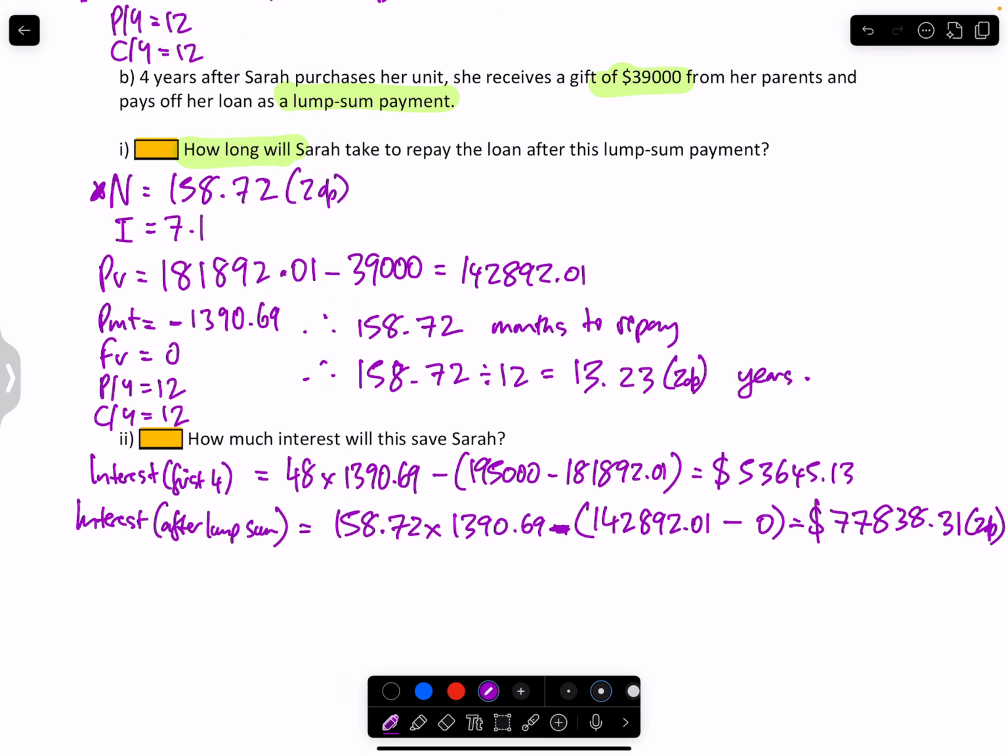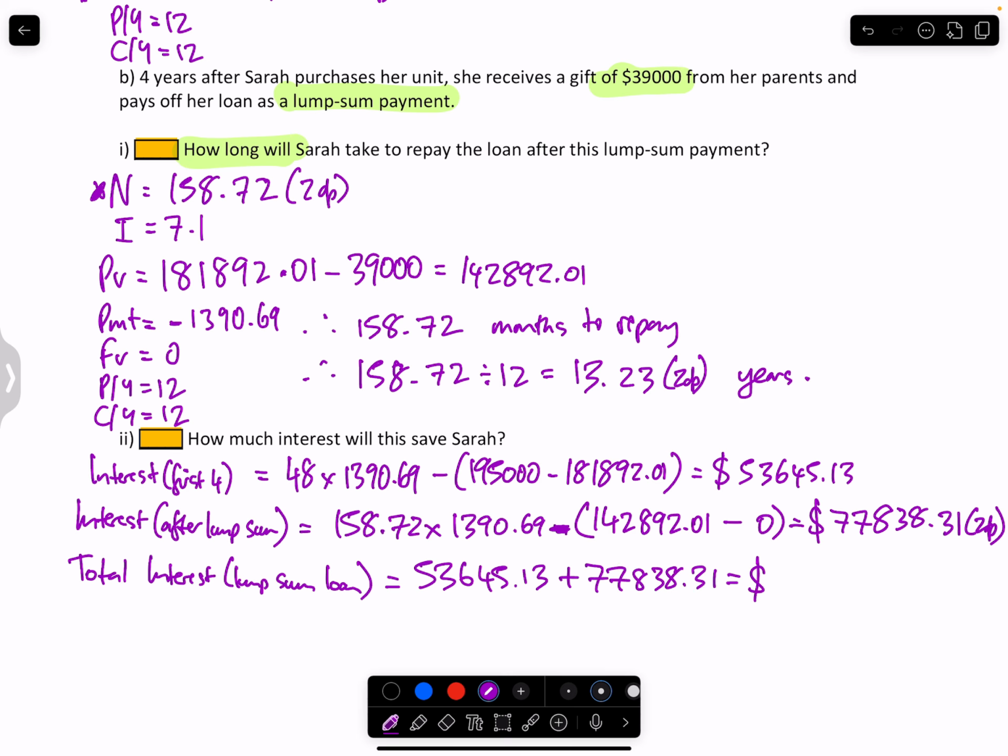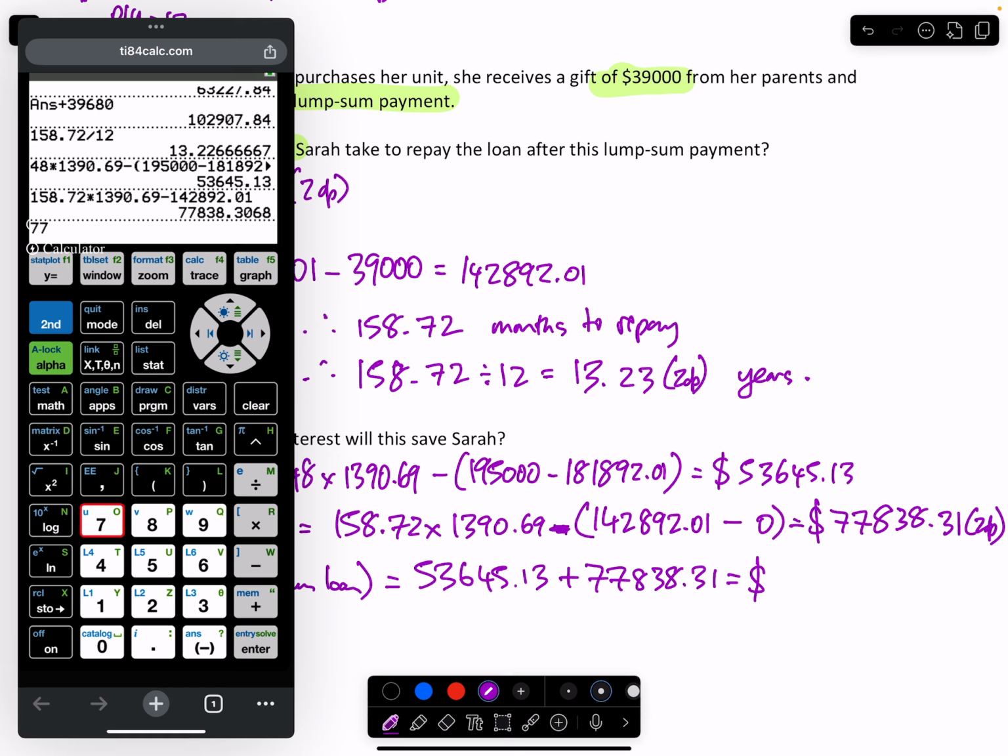so total interest on the lump sum loan is going to be 53,645.13 plus 77,838.31. 77,838.31 plus 53,645.13. I'm going to pay $131,483.44 if I do the lump sum.